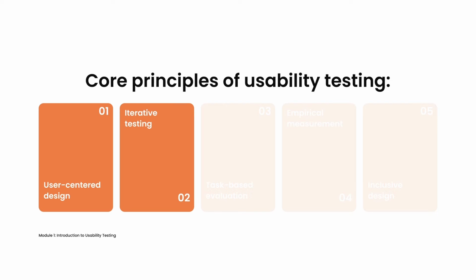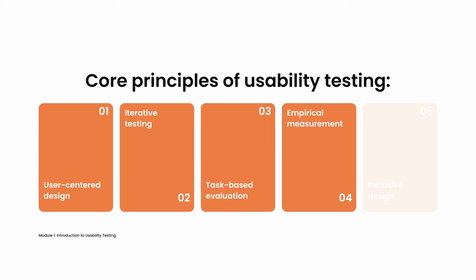Iterative testing. Perform usability testing at different stages of development so you can catch and fix issues as they arise. Task-based evaluation. Assess usability by having users complete real-world tasks that represent what they'd actually do with your website. Empirical measurement. Collect quantitative data like task completion times and error rates to measure usability objectively and make data-driven improvements.